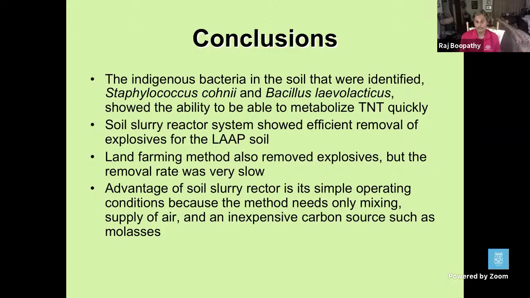And what they did was they divided the site into several areas. For the immediate area that they wanted to hand over to the local government, they did the slurry reactor. And for some area that was protected for a nature conservancy project, they went with the land farming method. So that's how that site has been cleaned up.